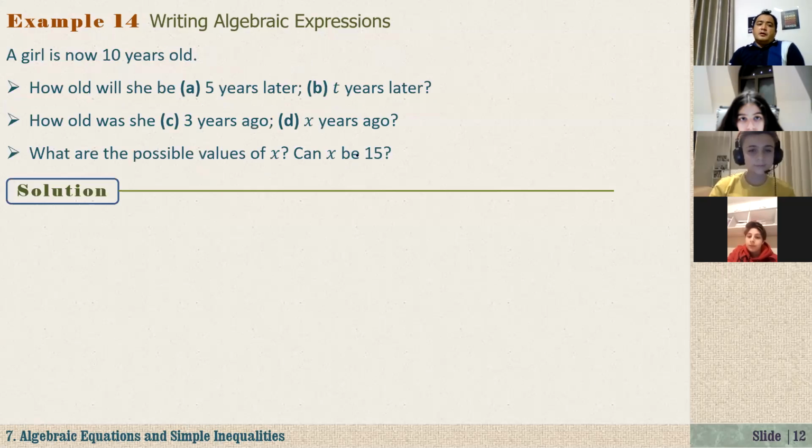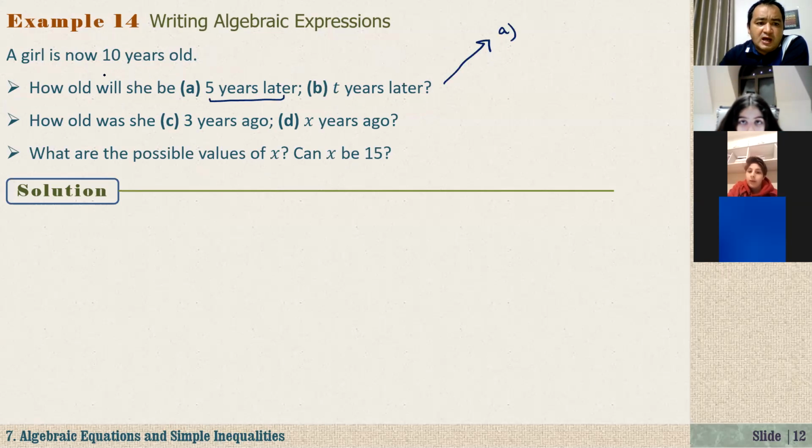All right, so writing algebraic expressions. A girl is now 10 years old here. How old will she be 5 years later? So let's answer this question quickly here.